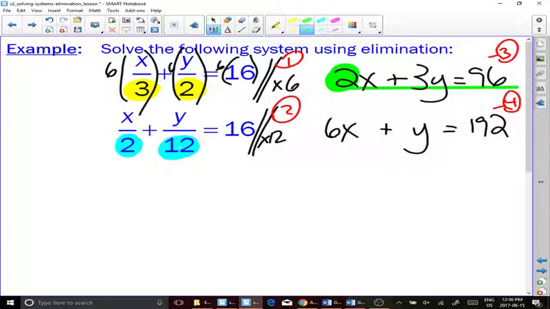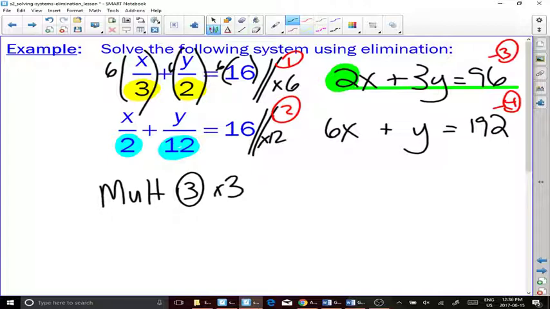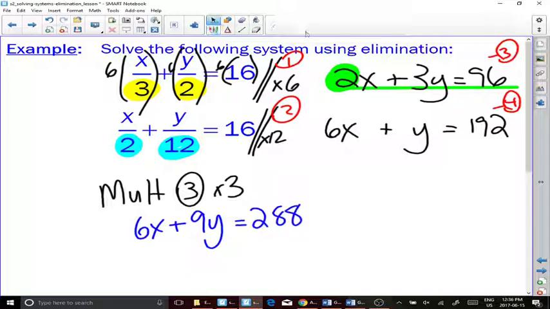So let's go ahead and do that. So we're going to multiply equation 3 by 3. And that's going to give us 6x plus 9y equals 96 times 3 is 288. And we'll call this now equation 5.